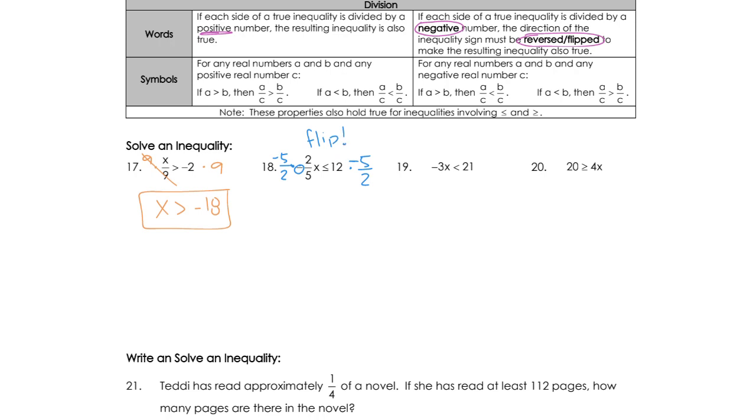You can if you would like to, but you definitely don't have to. It's just a good reminder. So my negative 5s cancel out, my 2s cancel out. I'm left with just x. My inequality sign has to flip. So it's no longer less than or equal to. It's got to be greater than or equal to.